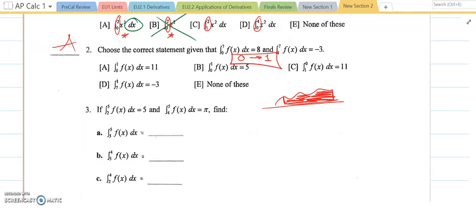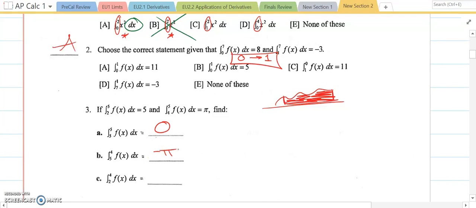Question number 3 says from 2 to 5, you get 5. From 4 to 5, you get pi. Let's talk about these individual values. Well, the first one obviously has to be 0. That is a property. It's pretty obvious as well. You don't have any area if you never leave 5. If you go from 5 to 5, you would be subtracting those same values back away. No bueno. Letter B, negative pi.